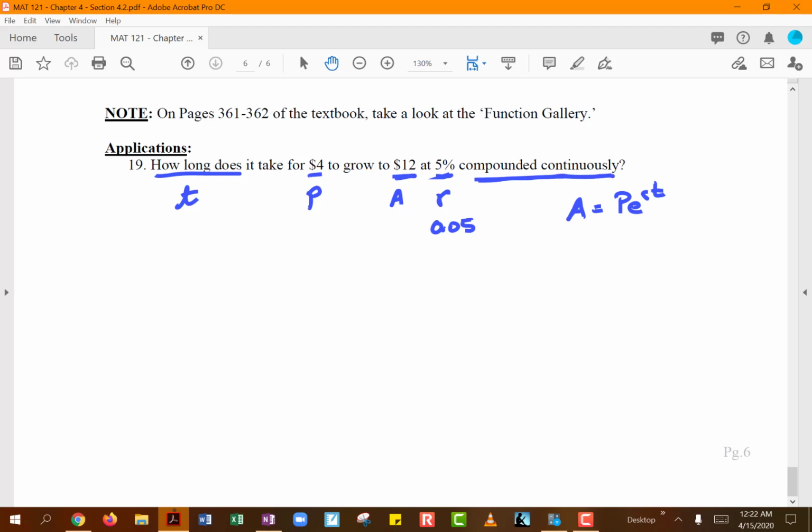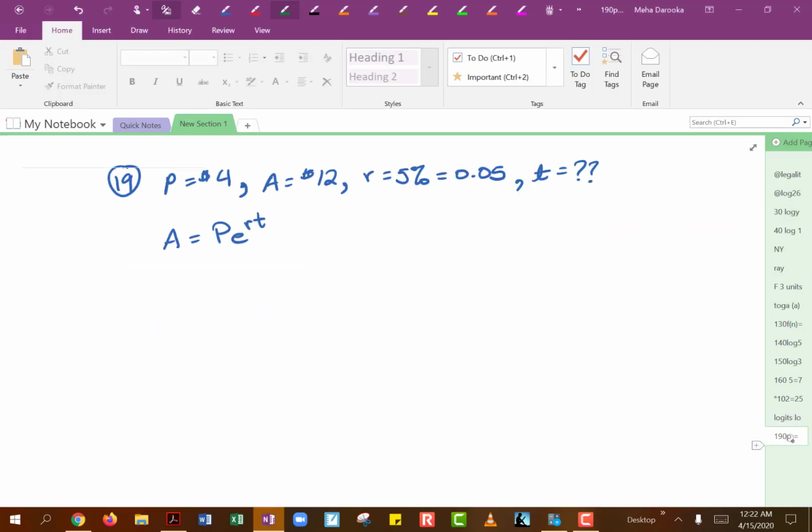Okay, so I've already got all of this written down. Our principal is $4. Our future value will be $12. This is at an interest rate of 5%, so that's 0.05, and we're finding the time t. So plug all of these values into your formula here. So our A is 12. Our principal is $4, and that's going to be multiplied by e raised to the exponent of 0.05 multiplied by t, right? And we don't know what t is at this moment.